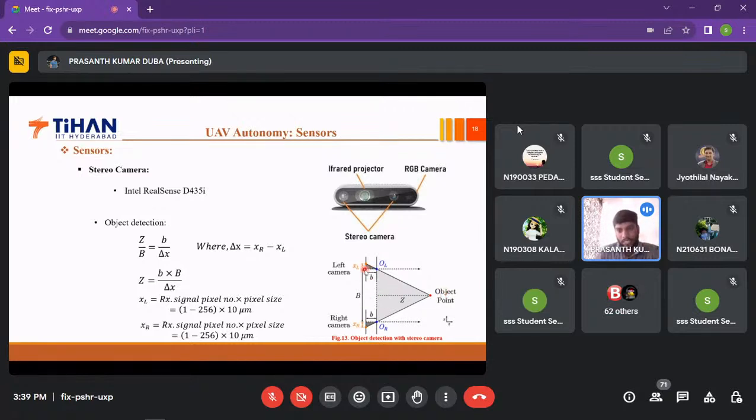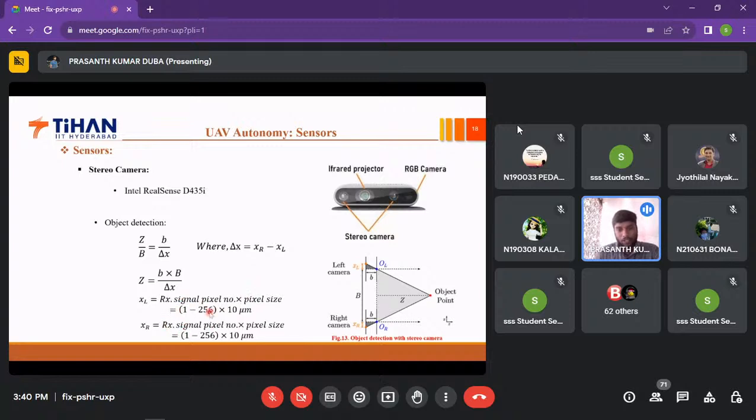If you consider this my left camera and this my right camera, the distance between the left camera and the right camera is called B, the base length, and this is Z, the distance from the object to the camera. Using the simple triangle method, this is one triangle and this is another triangle. Using the binocular theorem, you get this relation. For this triangle, it is B by 2, and for this triangle, Z by B by 2. Summing all this, Z by B equals B by delta X, where delta X equals X as a pixel, that is, the receiver signal pixel number times the pixel size.